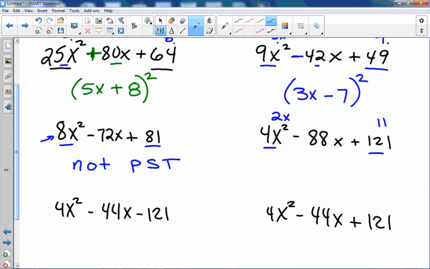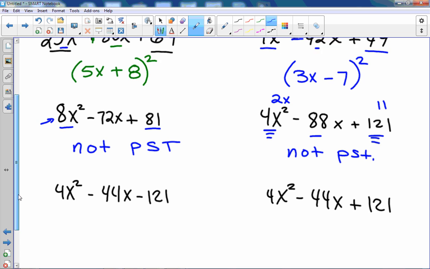Well, I don't have 44x in the middle. What happened is I think they doubled this one twice here. Again, 2x times 11 would be 22x, and then 22x doubled would be 44x. So what had to happen there is this really needed to be 44x in the middle. So this one is not a perfect square trinomial. Again, the telltale signs are going to be the perfect squares on the ends. That's what's going to alert me that it may be a perfect square trinomial. But the middle term has to work out perfectly there.